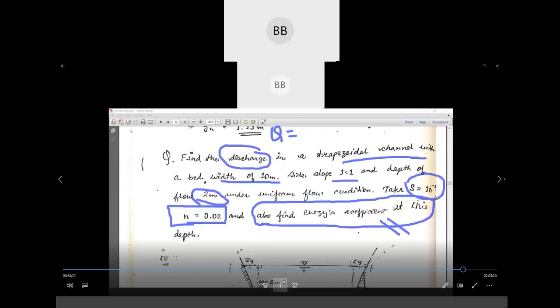So you try to solve this numerical, and we will discuss this numerical in the next class, as this meeting is going to end very soon.